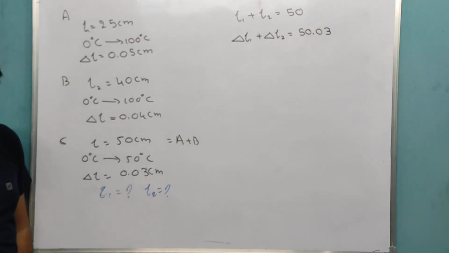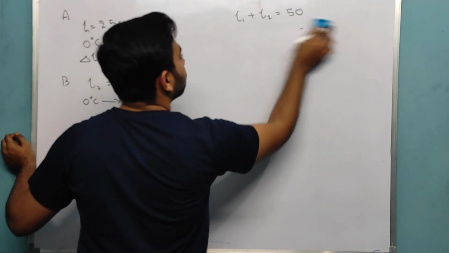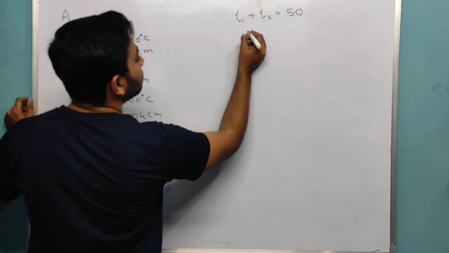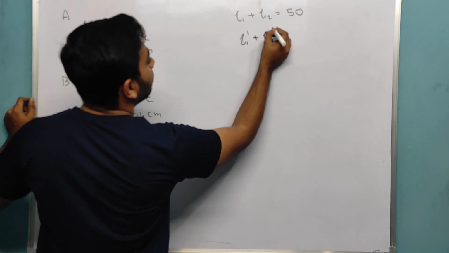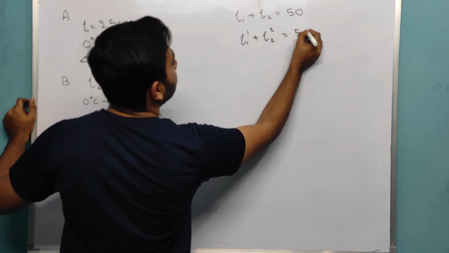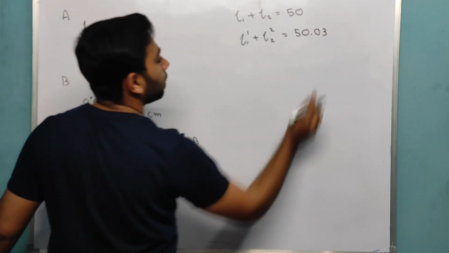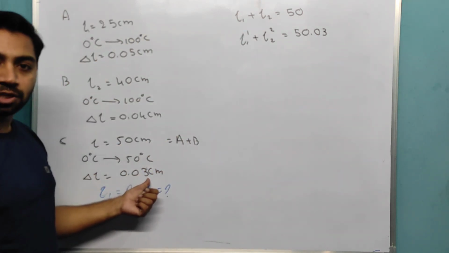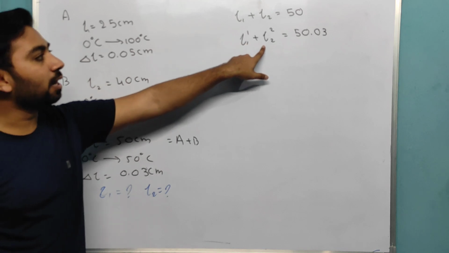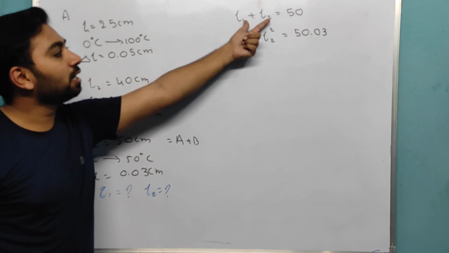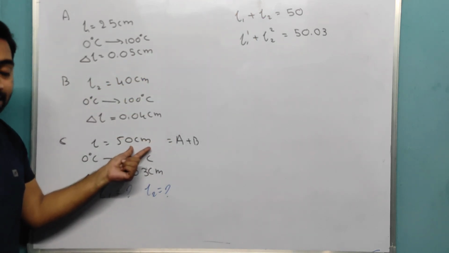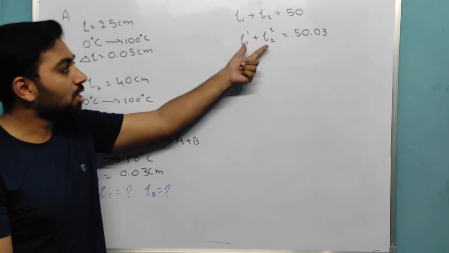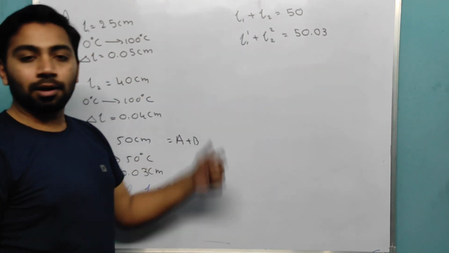Oh, sorry, one second, there is a small mistake. It is the final length they are given, which means after rising, I am getting the extension. So the initial length of these two is 50 centimeter, and the final length of these two: if I heat the temperature, both will increase.